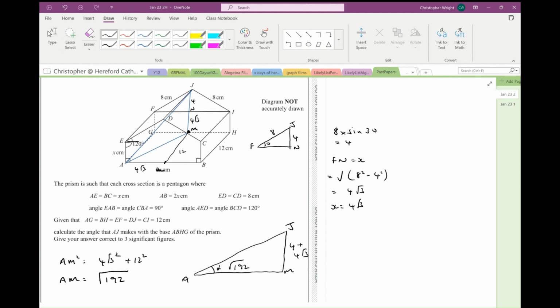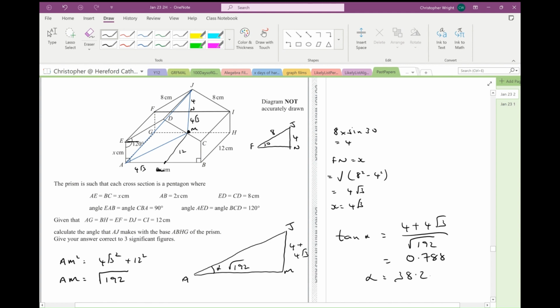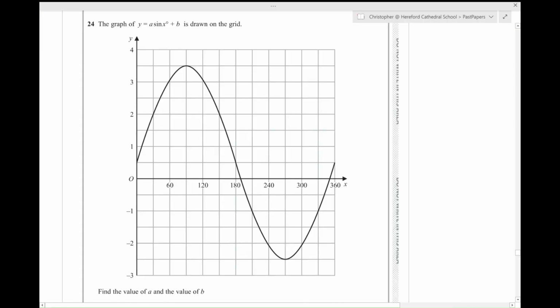I can use tan now to find that angle, because tan of alpha will be the opposite, 4 plus 4 root 3, over the adjacent, root 192. So there you go. Stick the right hand side in your calculator and you will get 0.788. Inverse tan it, and you will get alpha is 38.26 dot dot dot. We're asked to give the answer to 3 significant figures, so alpha is 38.3 degrees.